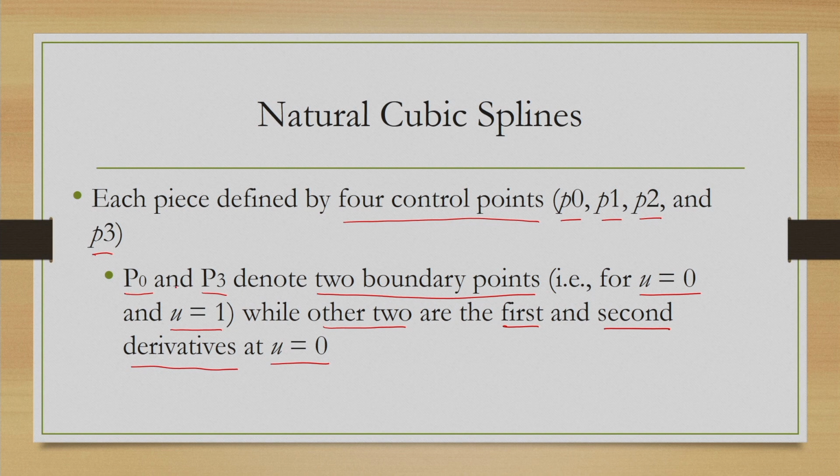So, two control points are essentially points on the curve, P0 and P3, which represent the two boundary points, and the other 2 points are not points on the curves, rather the first and second order derivatives with respect to the parameter u at u equal to 0.